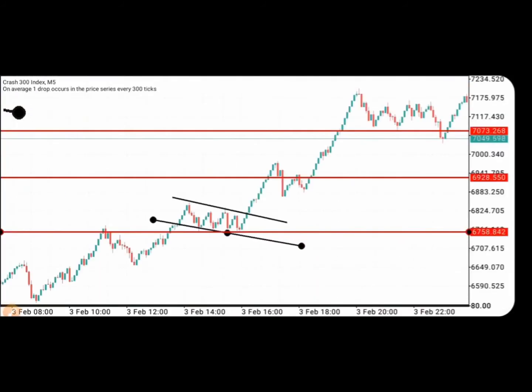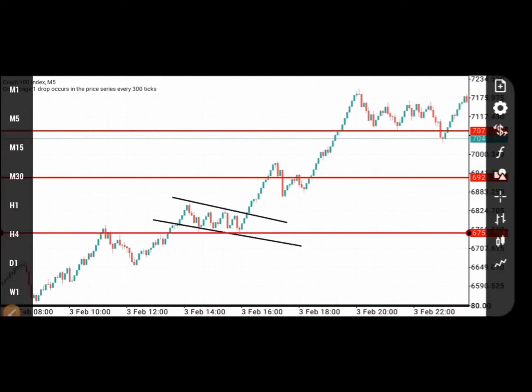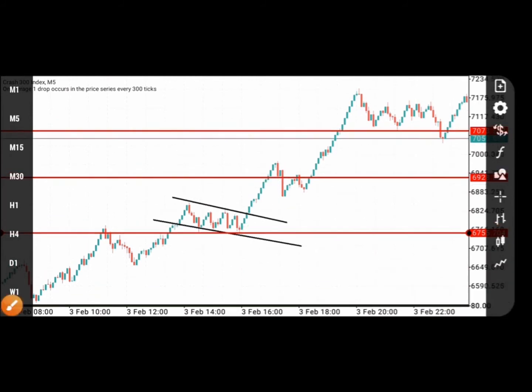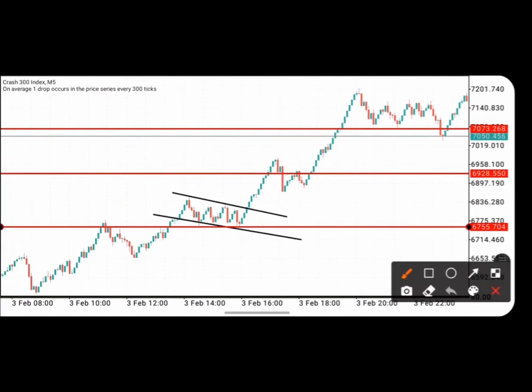You can see that this is a flag. This is a bullish flag. So check what happened after the formation of the bullish flag. It started going up. So on entries, when you are trading using this 5 minutes time frame, you enter as soon as the market makes a breakout, and then you put your entry right here. You can see what happened after the breakout. Boom, it started going up.